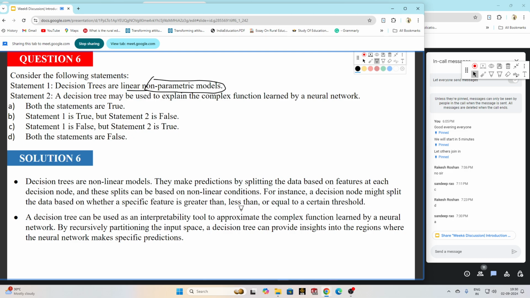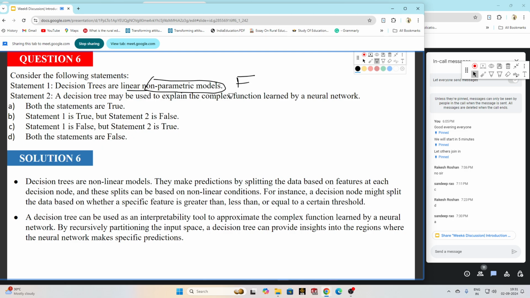They make predictions by splitting the data based on a feature at each decision node, and the splits can be based on non-linear decisions. For instance, a decision node might split the data based on whether a specific feature is greater than or less than or equal to a certain threshold. Okay, so that is why it is non-linear. Yeah, it is non-parametric, that is true, but it is non-linear. So statement 1 is false.